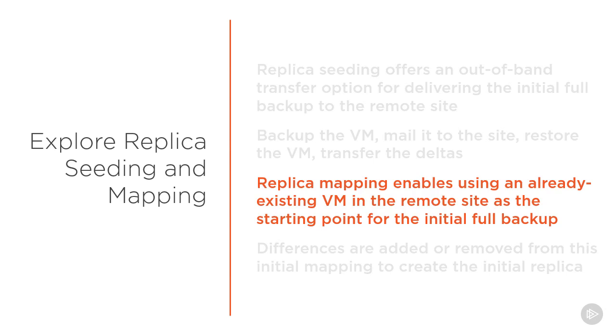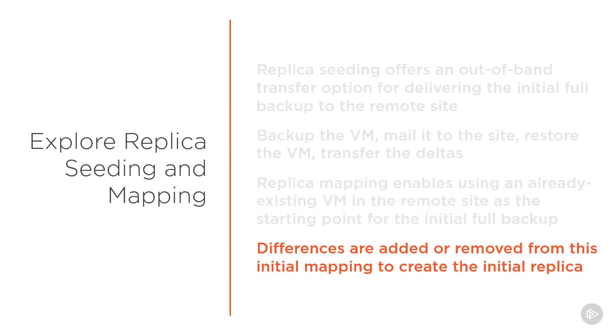Recall that everything we've been talking about here has to do with changes from one full backup to whatever iterates past that point. And the use of change block tracking here means that we can map which blocks are similar from any virtual machine to any other virtual machine. And so this replica mapping means that if you just happen to have another similarly configured virtual machine on the other side, you can use that as the starting point to map in the differences and add or remove whatever's changed from that initial mapping to create then that initial replica.